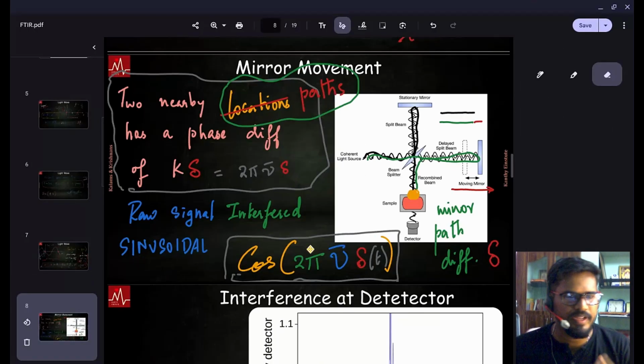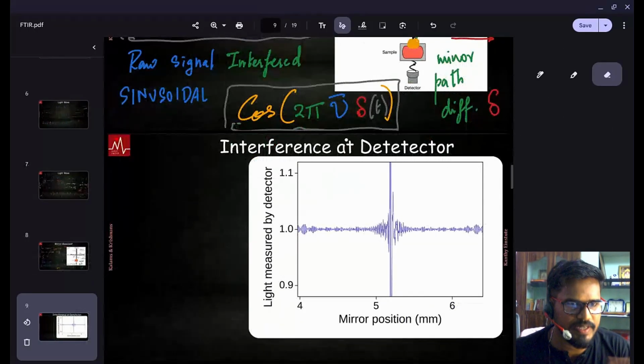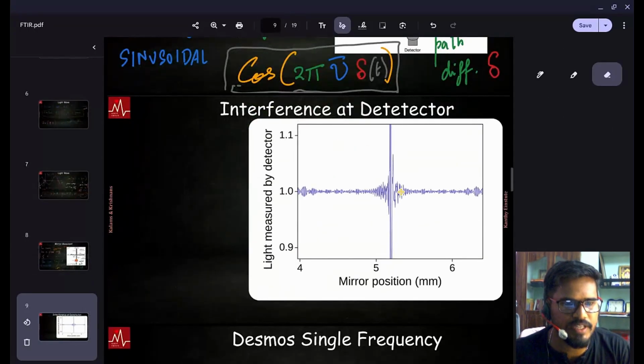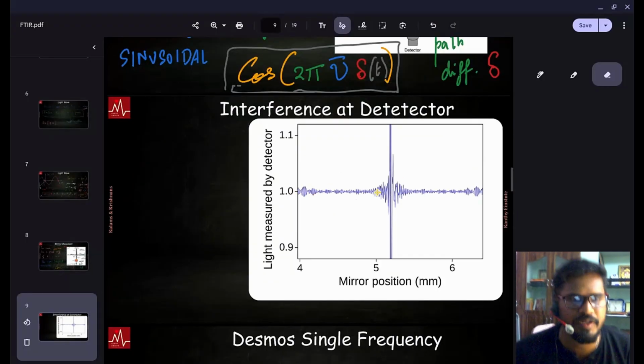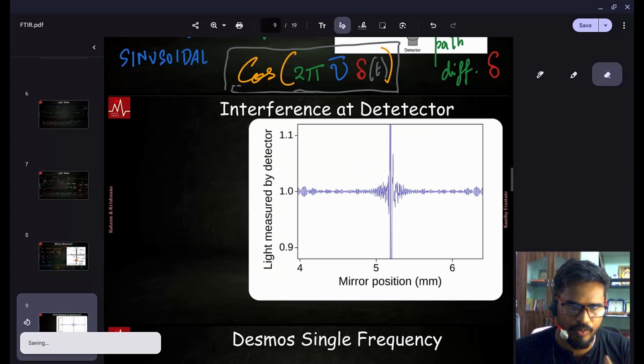Okay, now let's plot a couple of things. The signal that you're going to get looks like this. The raw signal that you get looks like this. So notice this is oscillating. I have shown one component, one nu bar. If there are many nu bars, it's going to be a summation of all of that. Let's move over to Desmos and look at what happens.